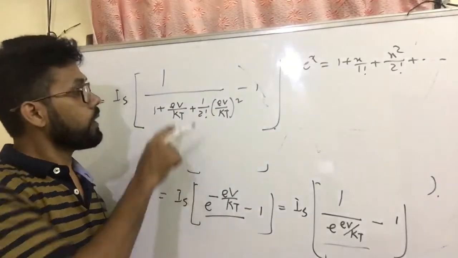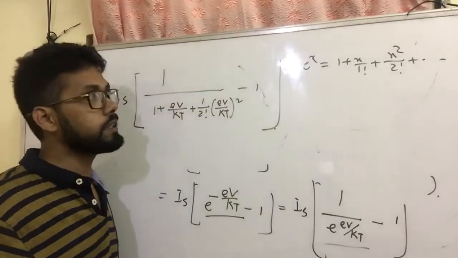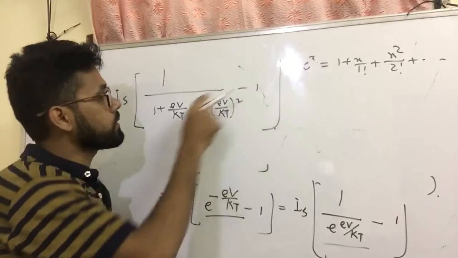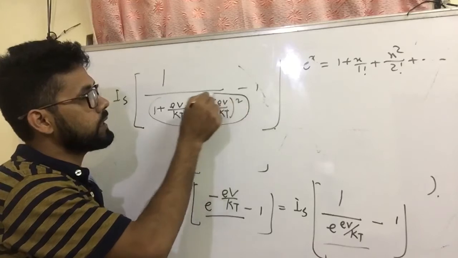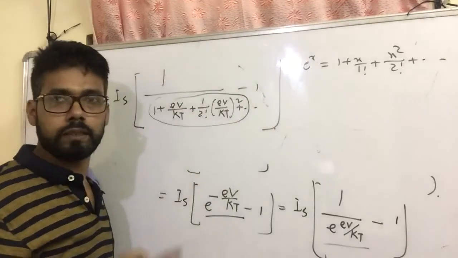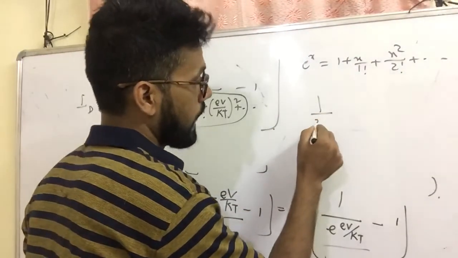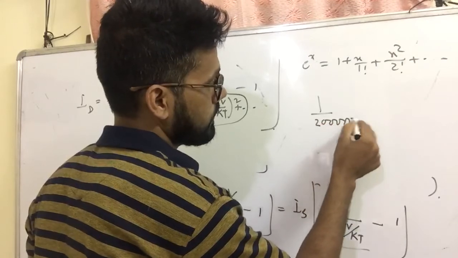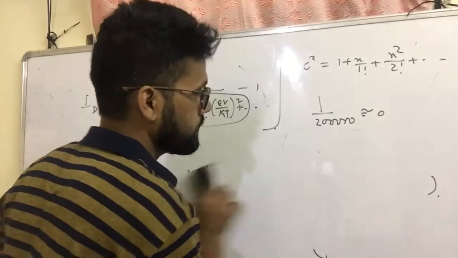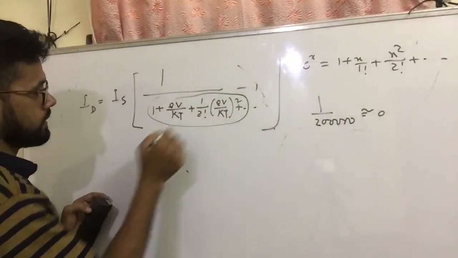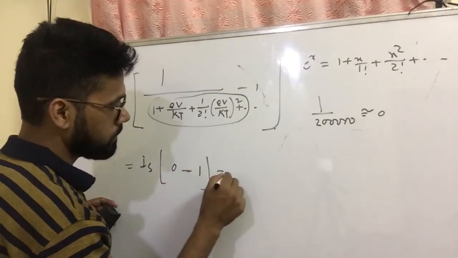So now this is V, reverse voltage. If reverse voltage is very high, then what happens? E to the power x is very high because e by kT is constant. Forget about that. If V is very high, this denominator part is going to be very high. So that means 1 by a very high number, suppose 1 by 2 like, then it tends to 0. Is it okay? So this term tends to almost 0, minus 1. So it will be minus Is.